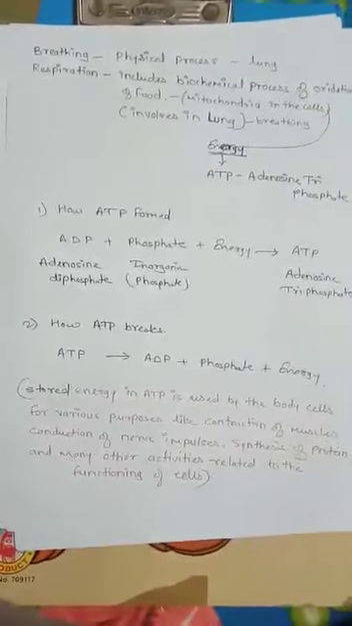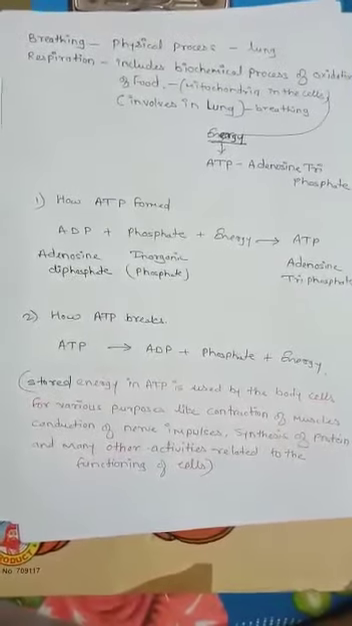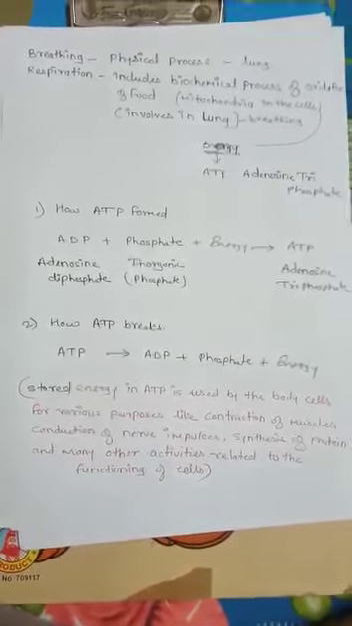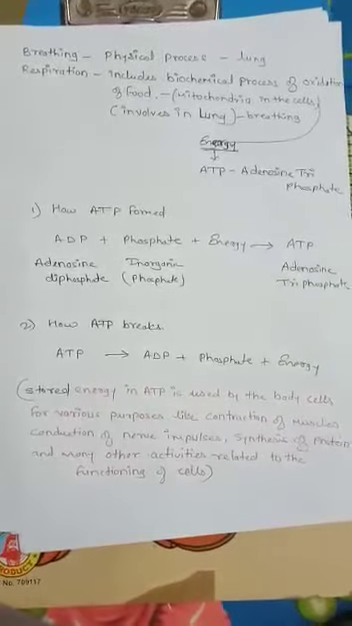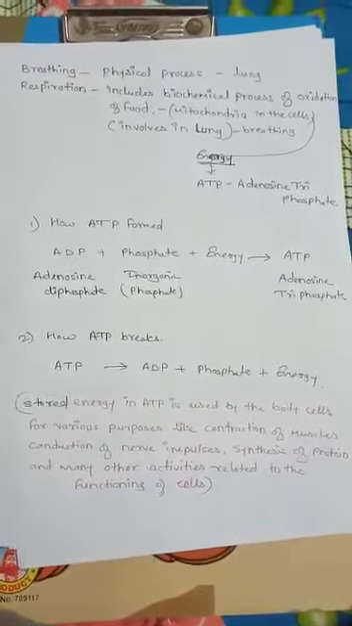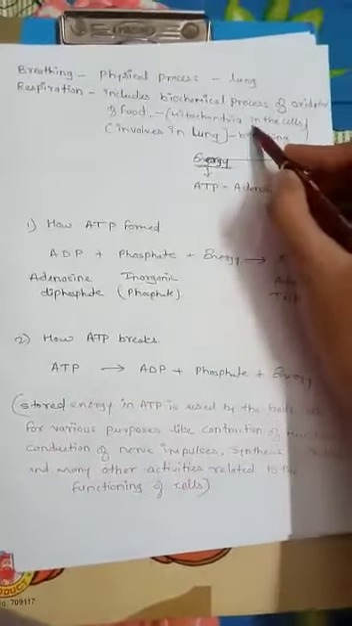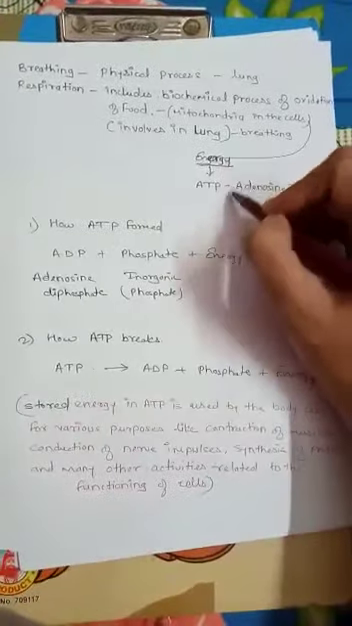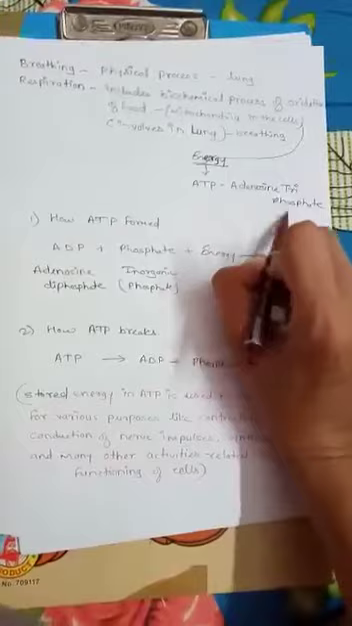Now two terms are there, breathing and respiration. Breathing is a physical process which is carried out in the lungs. Breathing is nothing but taking in oxygen, breathing in the oxygen and breathing out the carbon dioxide. But respiration includes a biochemical process of oxidation of food, which is carried out in the mitochondria in the cells, by which we get energy, and that energy is stored in the form of ATP. ATP is adenosine triphosphate.